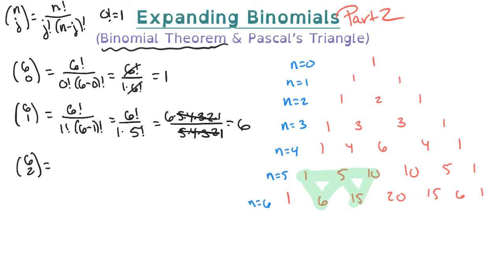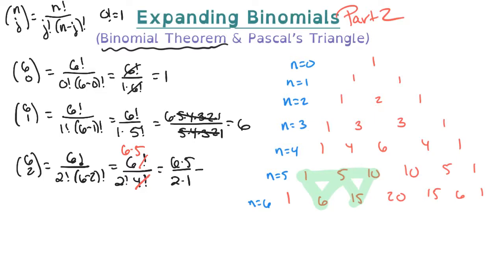6 choose 2. 6 factorial over 2 factorial times 6 minus 2 factorial. So 6 factorial over 2 factorial times 4 factorial. Just like the canceling that happened in the previous one, the 4 factorial is going to totally cancel away much of the 6 factorial, leaving us with 6 times 5 in the numerator. So we'll have 6 times 5 over 2 times 1. 30 divided by 2 is 15.